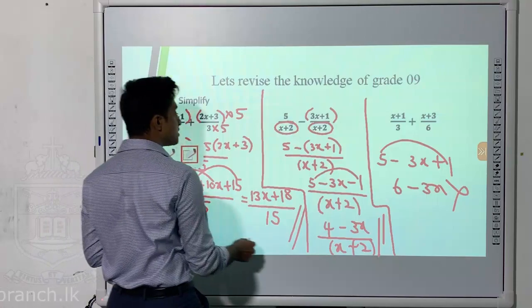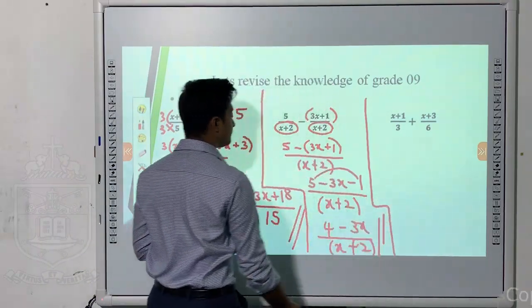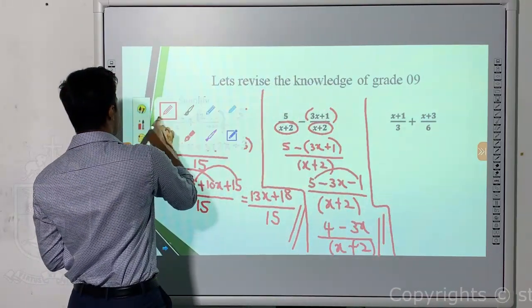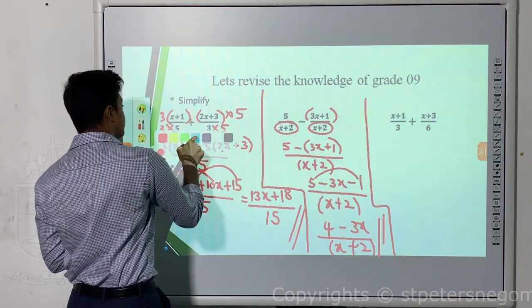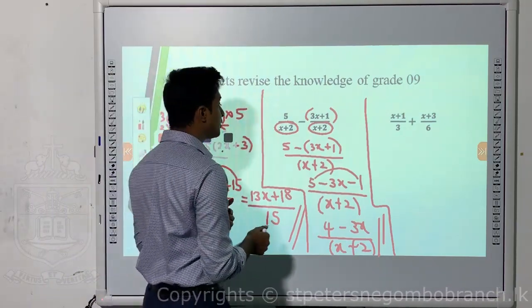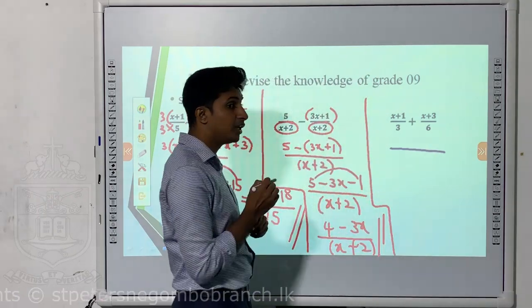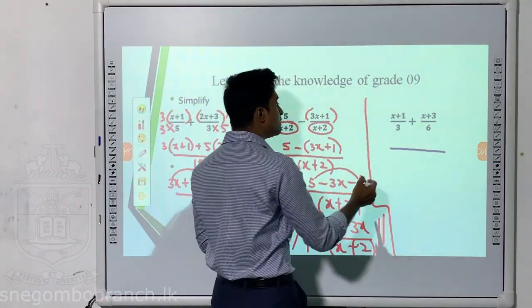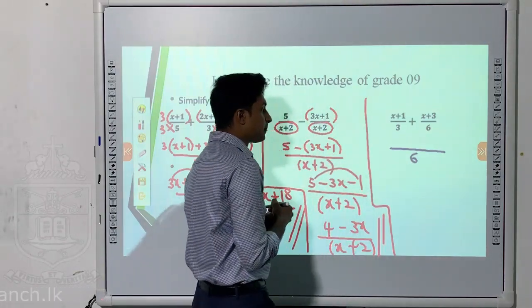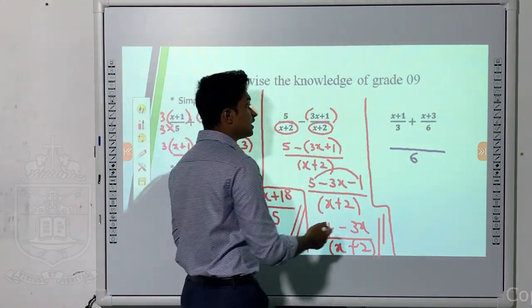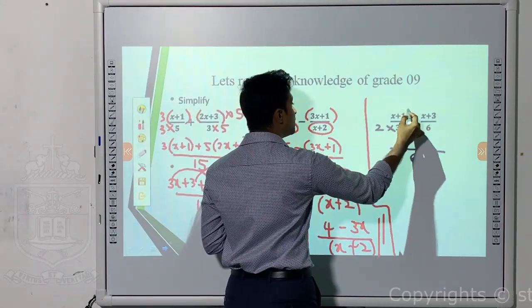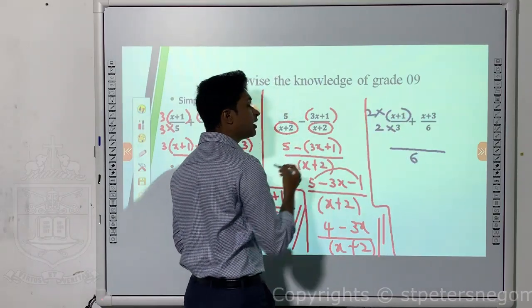Now we are going to mark the answers for the third one. In the third one, again we are going to check whether we have the common denominators. No, we don't have the common denominator, so we need to take the common denominator, which we can take as 6. So if you are going to take this as 6, 3 has to be multiplied by 2, then the upper term also will be multiplying by 2.